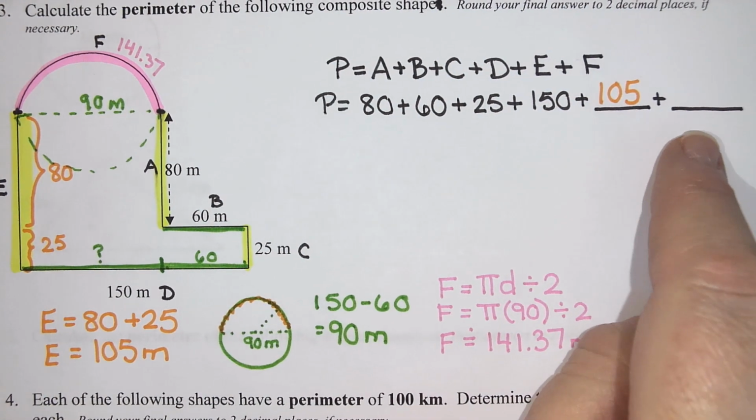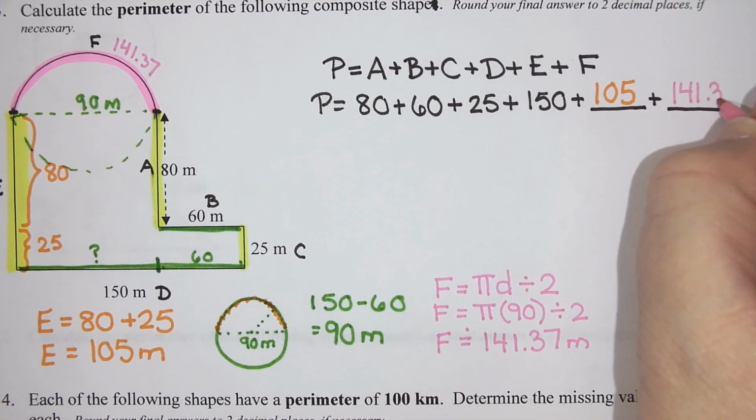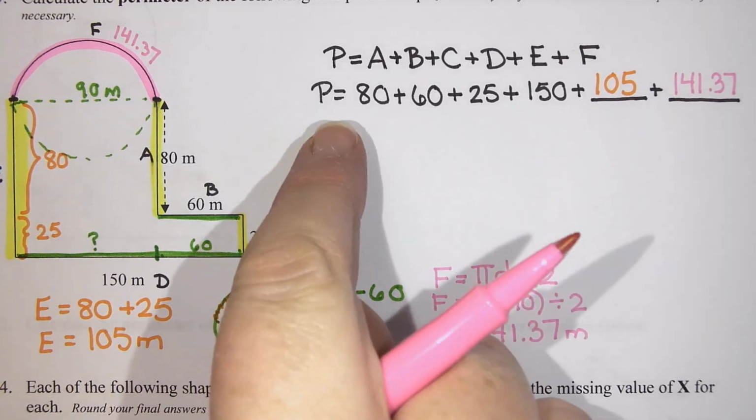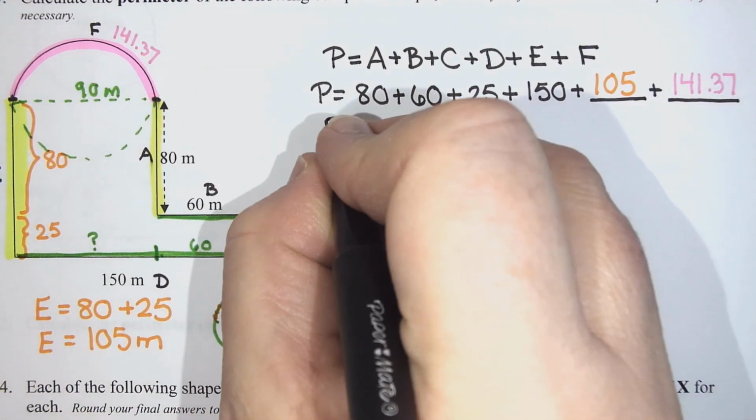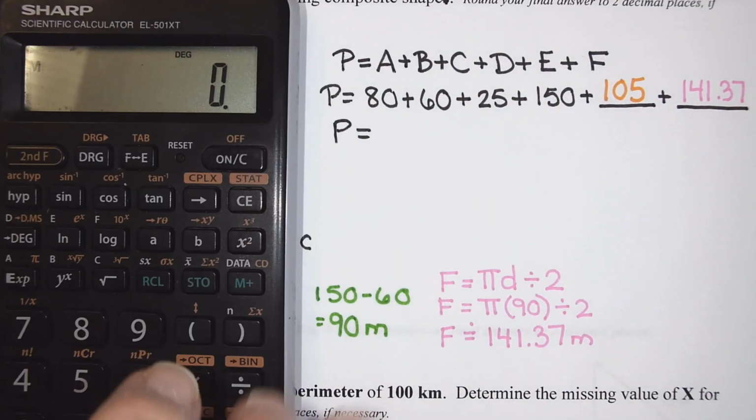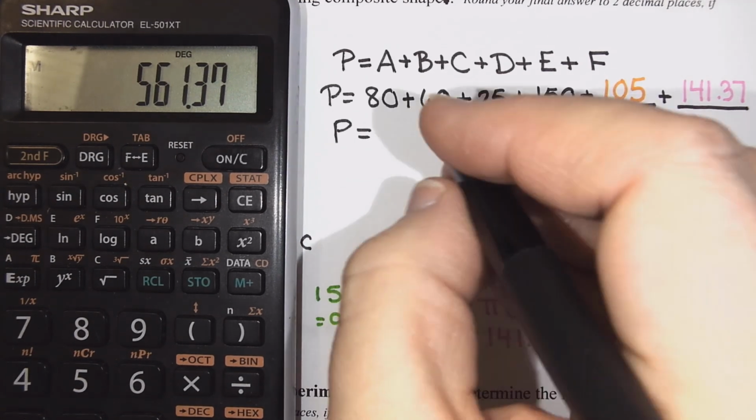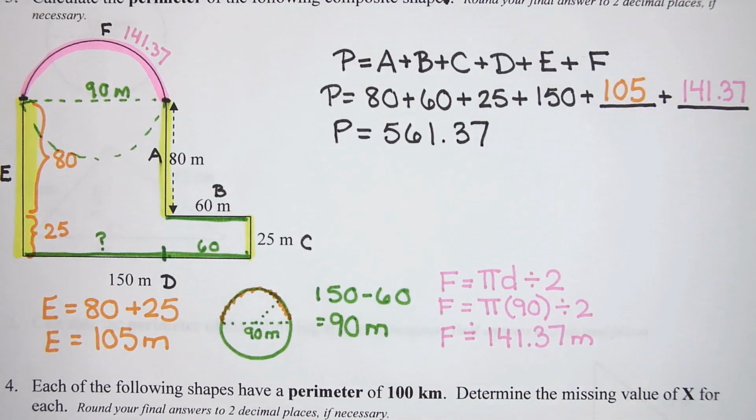So that means that the sixth side that I needed to add here is 141.37. All I need to do to finish up this question is add together all 6 of those numbers. So my perimeter is, let's see, 80 plus 60 plus 25 plus 150 plus 105 plus 141.37. And I get a grand total of 561.37, and that would be meters.